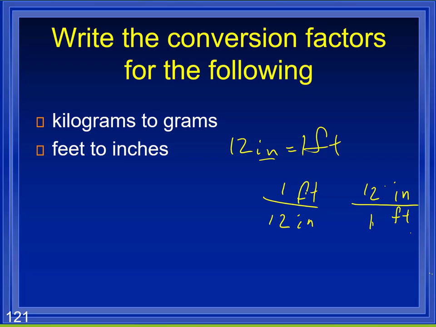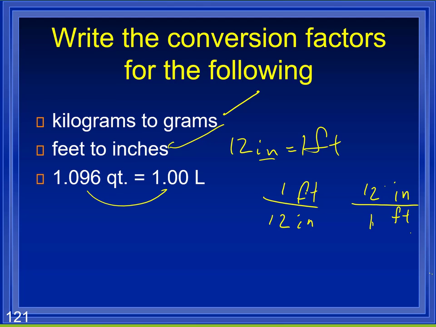So it works if they're all metric. It works if they're all English. If there's one metric and one English, it works because they tell you what's equal. And I would have to give you this. I don't expect you to know English and metric conversions. I would give you this piece of information. So, 2 conversion factors.